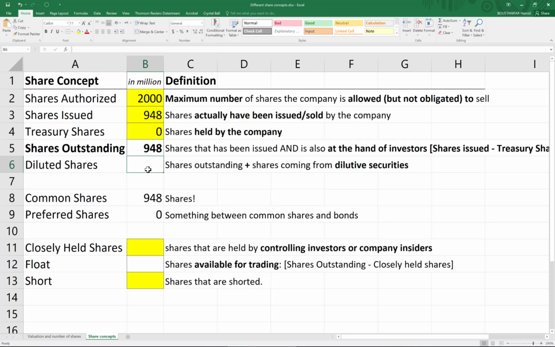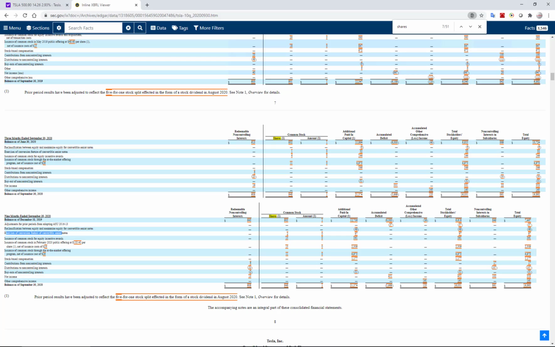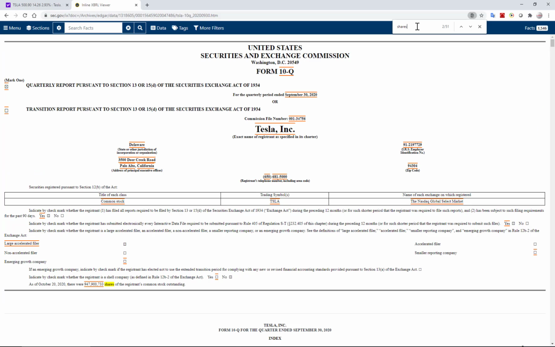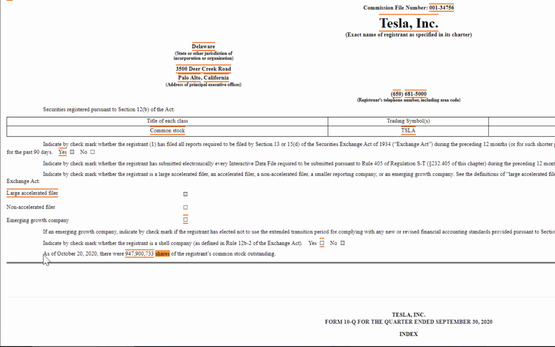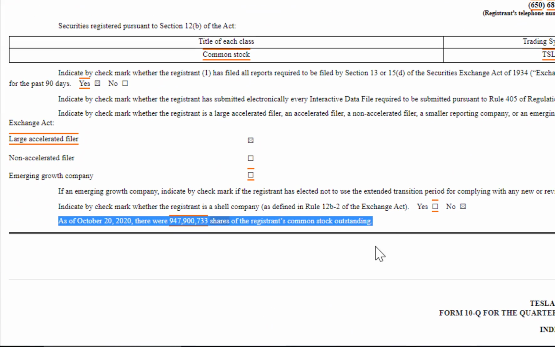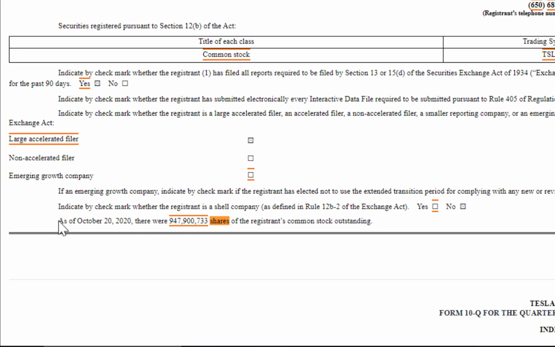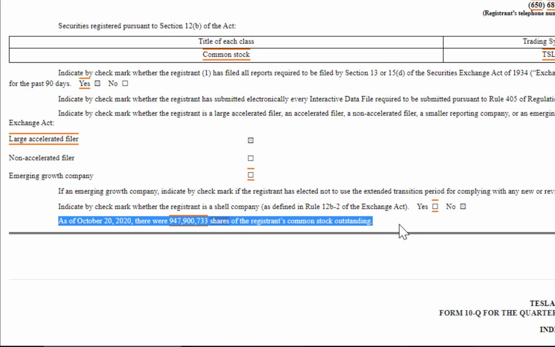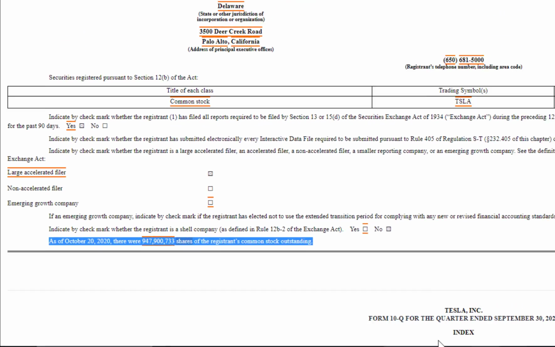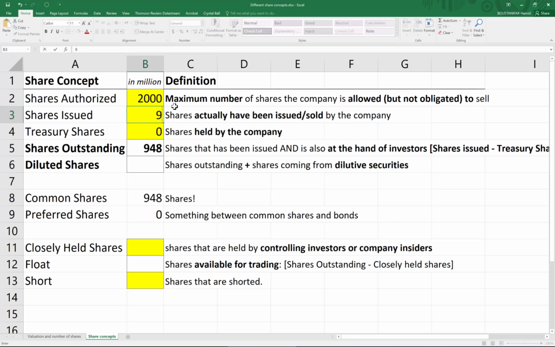And now what I want to discuss a little bit is the diluted shares. Where can I find the diluted shares? So by the way, in the beginning of the file, the most recent number of shares outstanding is always mentioned. It says as of October 2020. You see, it's a more recent number. It's 947.9 million shares outstanding. That's what, in fact, you should be using always. This is the most recent number, that is more recent than what you see in the balance sheet. So 947.9, I add in here.